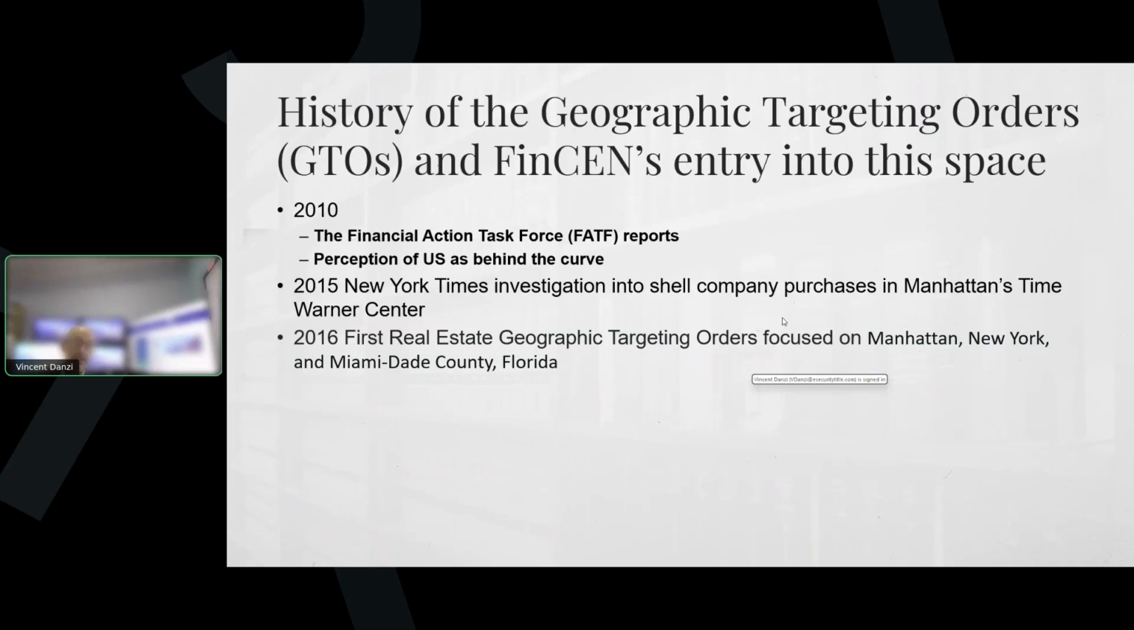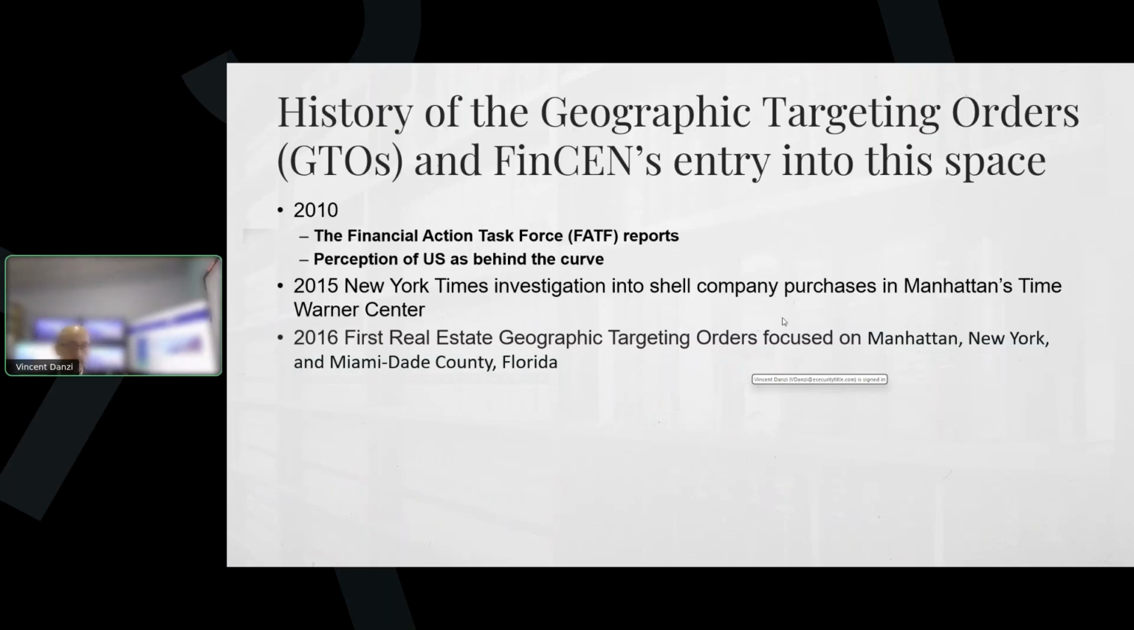And this New York Times investigative report disclosed that some of these purchases were being done by oligarchs in Russia or in other countries that had been designated nationals under FinCEN's OFAC regulations, Office of Foreign Assets Control. And anyway, this investigative report really highlighted that there was this big gaping hole in real estate transactions that was being exploited.